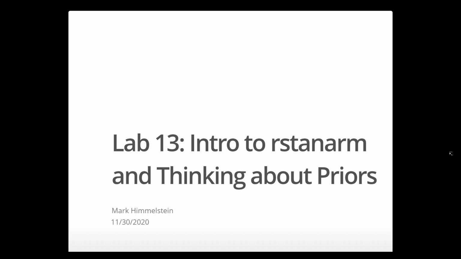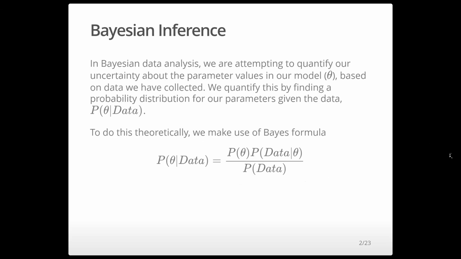So just as a refresher and a bit of background, in Bayesian data analysis, the thing we're trying to do is attempt to quantify our uncertainty about the parameter values in our model. And we represent parameter values just with theta, which represents some ambiguous set of parameters for whatever model we're interested in. And so we want to estimate our uncertainty given some data that we've collected. And we write this with this probability function, p(theta | data).